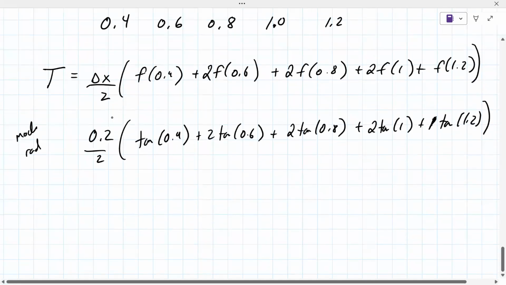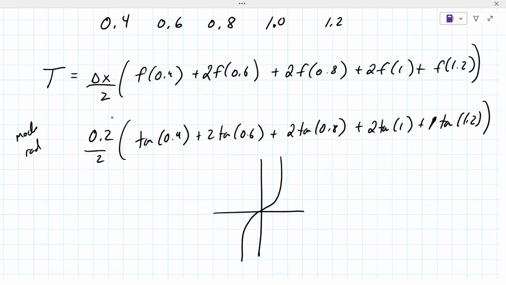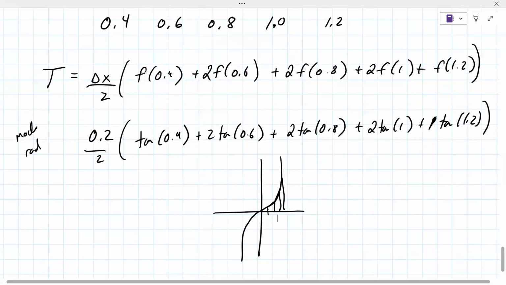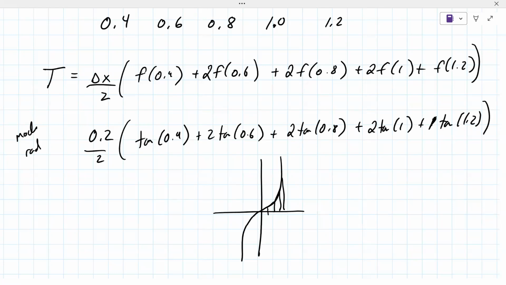So the graph of tangent, if you haven't seen it in a while, looks like this. Is this an over or an underestimate? Looks like it's a slight overestimate. So when you draw it, then you find out if it's over or under, typically, if you know what the graph is like, of course.